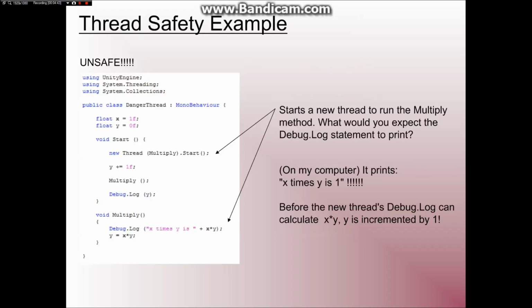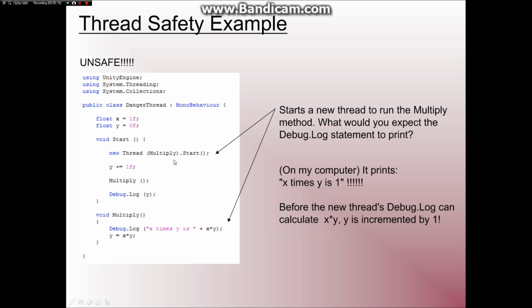So just to explain what I mean by thread safe and thread unsafe, I've got an example of some pretty unsafe code. Now, this code here, it's a simple class that I've put on a game object, and in the start, what we do is this line here starts a new thread which runs this multiply method. And all this multiply method does is basically prints to the console what these two floats, x times y, their product is. And then we update y to be the product of that.